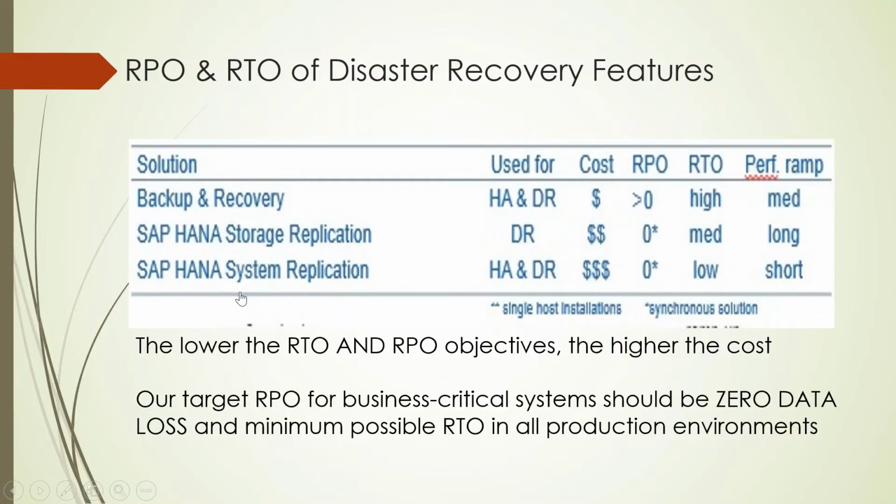If you want to lower the RTO and RPO, then you have to pay a higher cost. It all depends upon the business requirements and business needs. If they are looking for good HA and DR, then they will go with HANA system replication, but they have to pay the cost for that.